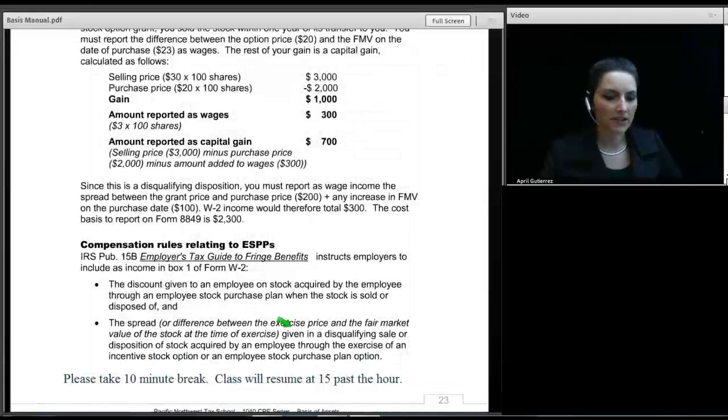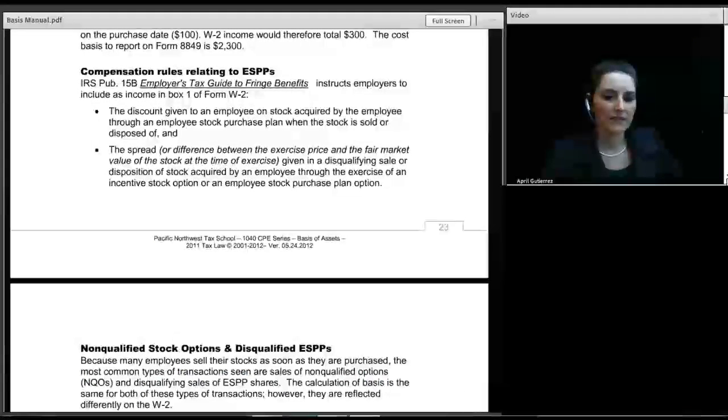So let's move back to compensation rules relating to ESPPs. And what I did to try and maybe bring some clarity to this, because the way I started to really learn about how all these ESPPs worked was actually in QuickFinder. If any of you have read QuickFinder, it does a nice little summary of ESPPs and explains them. But I thought, okay, where are they getting that from? Is it in any publication anywhere? And the answer is yes. It's in Publication 15B, Employer's Tax Guide to Fringe Benefits.